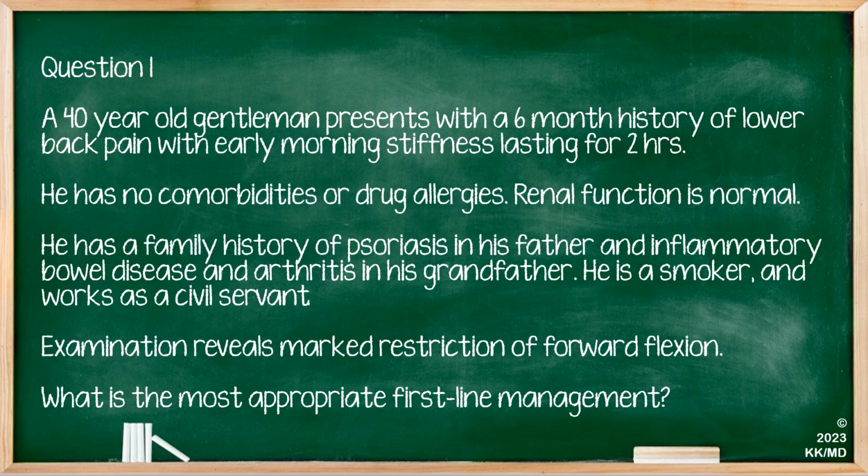The fact that he is a smoker is also important. We know that smoking does lead to worse outcomes in this condition. So part of his management may be to advise him to stop smoking. On his examination, we can see that he's got marked restriction of forward flexion, and it would be important to do a full musculoskeletal examination as well.